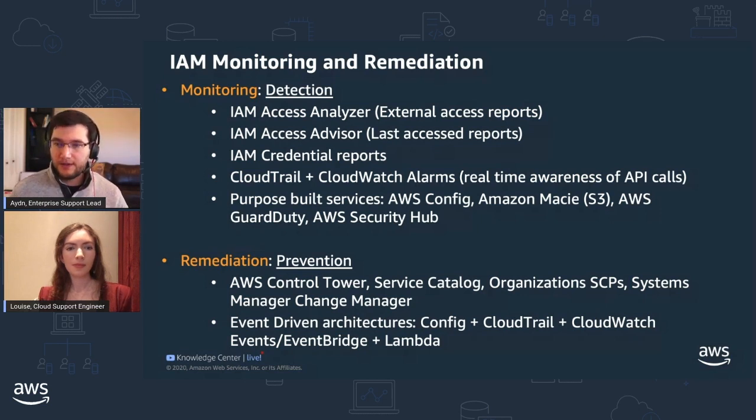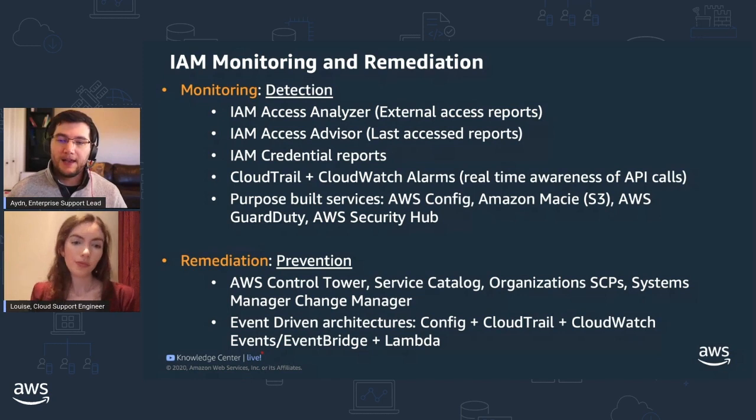So that's awareness. What's also really important is CloudTrail, which gives you all your API access. You can use this in conjunction with CloudWatch alarms, and this can give you real-time awareness of all your API calls. For example, someone's logged in with root, you want to be alerted of this. Or someone has disabled MFA, you want to be alerted of this.